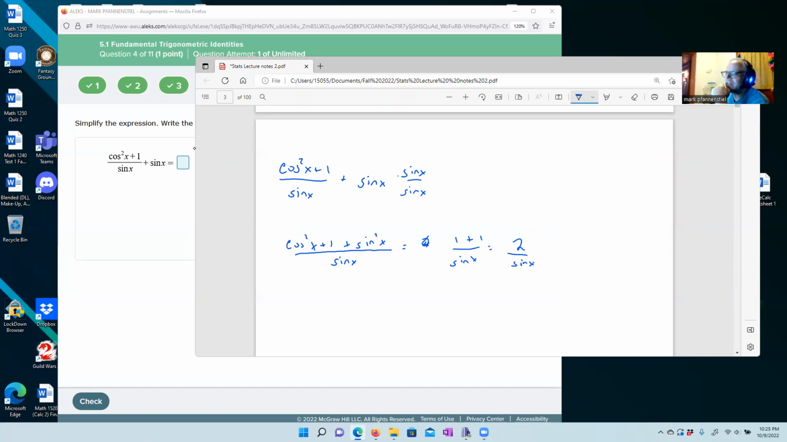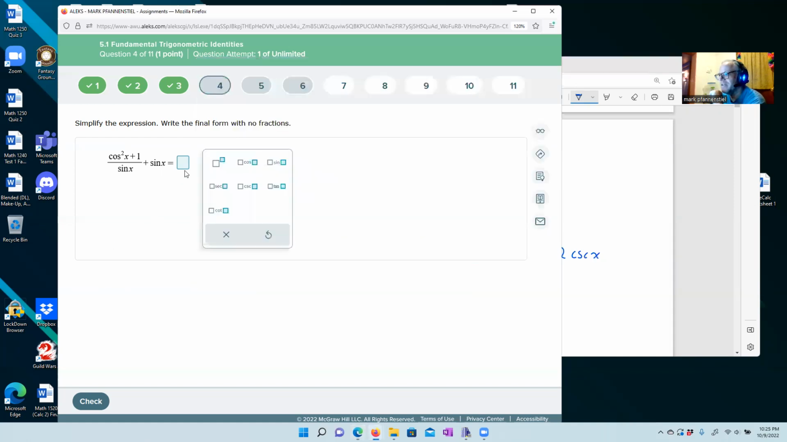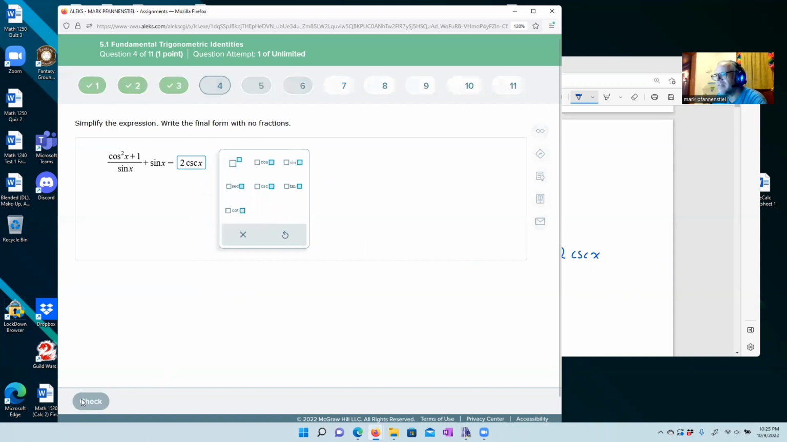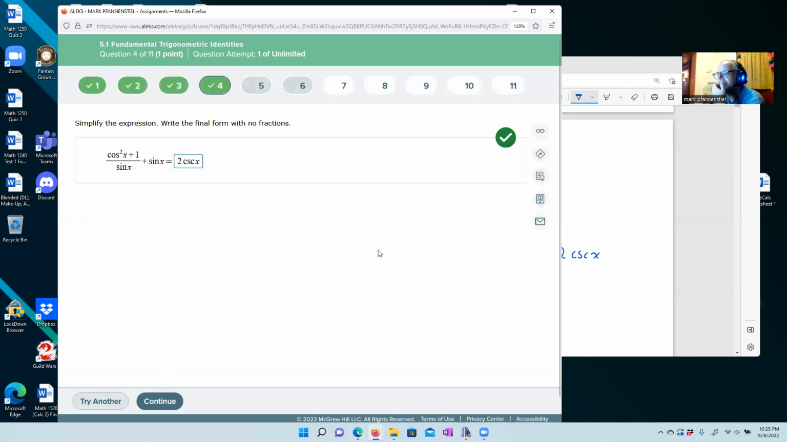Now, they wanted me to write this without a fraction, so I'm going to guess that they really want this to be 2 cosecant x. That's a guess on my part. Not sure that's what they want, but since they didn't want a fraction, I'm going to guess that's what they wanted. So they want 2 cosecant x, and let's hope for the best. All right, that was exactly what they wanted. So we'll continue.